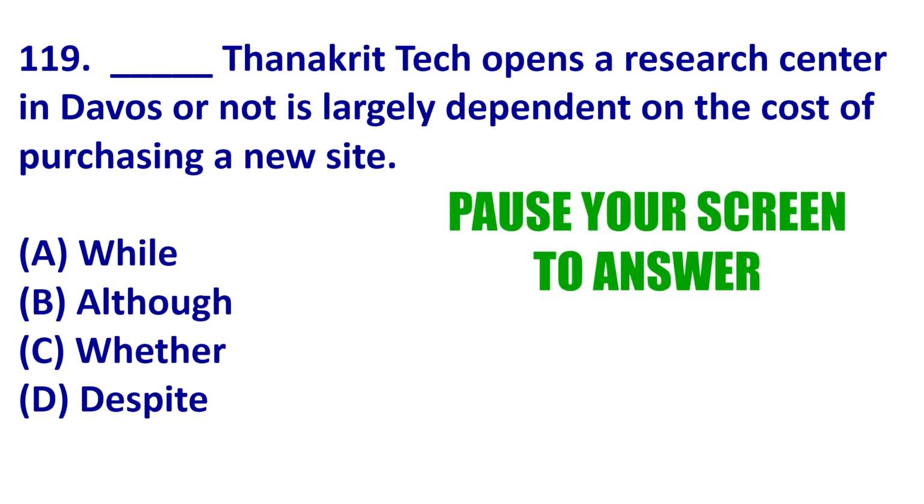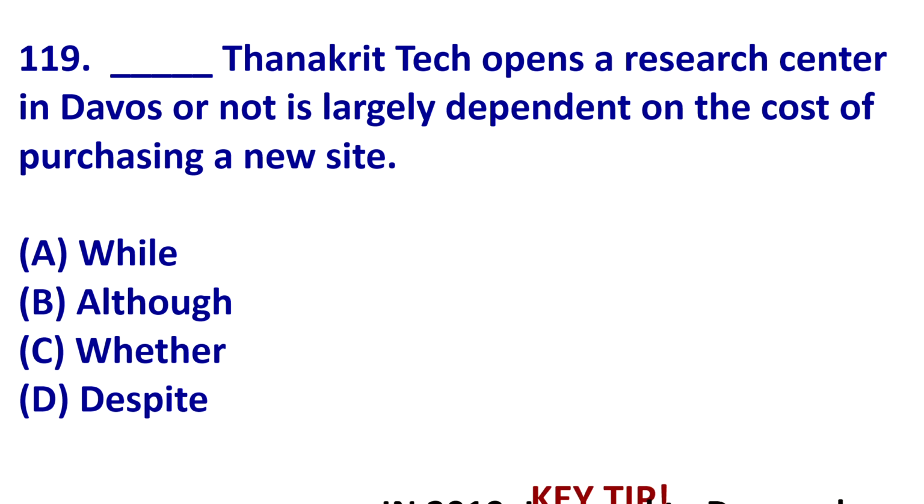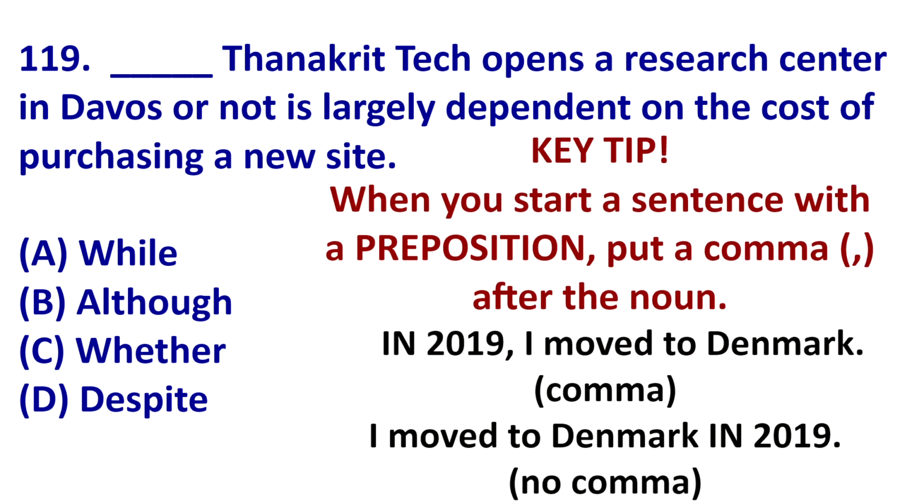All right, let's look at the last question. Okay, for this one, I'll give a quick tip and then the answer. If you start a sentence with a preposition, you need a comma after the prepositional phrase. For example, in 2019, I moved to Denmark. If I say I moved to Denmark in 2019, I don't need a comma. But if I start with a preposition, I need a comma after the phrase.